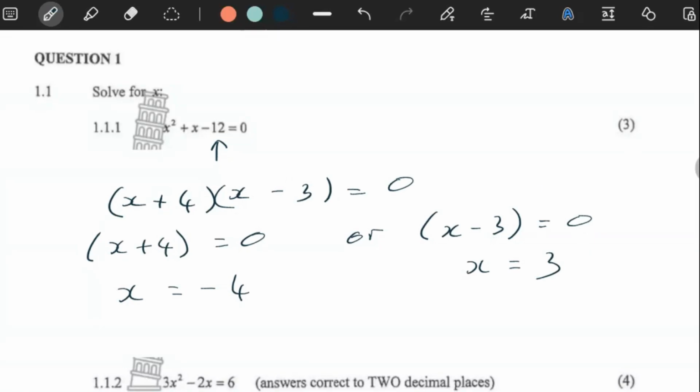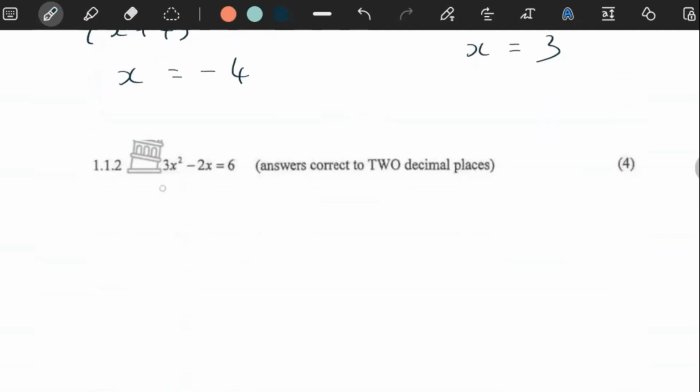And with solving for x, you are better off always testing your answers. So if you put negative 4 in your equation here, it should give you a 0, because negative 4 squared is going to give you a 16. And then if you subtract 4, it's going to give you a 12, and then 12 minus 12 gives you a 0. So your answer is correct. Moving on to the next one.